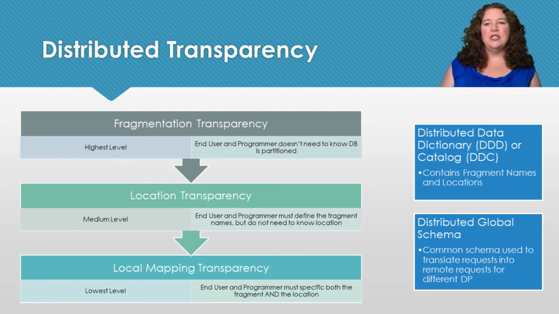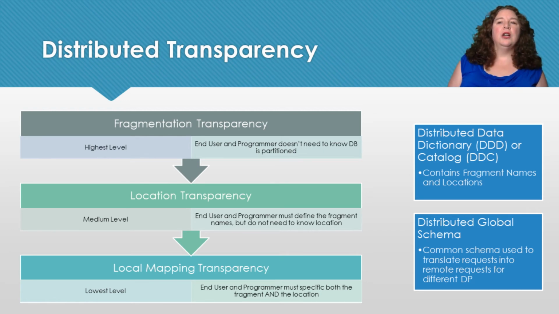And this is where, if we are completely transparent, fragmentation transparency, we are at the highest level of transparency and the end user and the programmer don't even need to know that the database is partitioned. It doesn't matter to them. It doesn't change your queries. It doesn't change anything about how you're accessing the data. So that is fragmentation transparency, meaning that whether there are fragments is completely transparent. I can't tell that there are fragments. Sometimes we can't do that, so we have to go down a level.